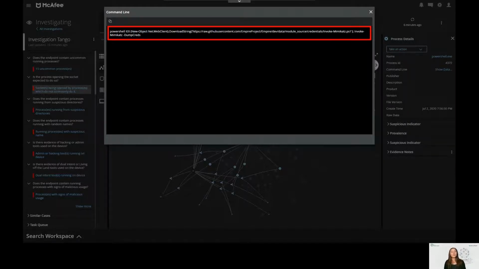My analyst can now take additional action. He can potentially revoke or suspend Omar's credentials, take Omar's machine off the network, or continue to investigate through the environment to see where else this activity may be occurring. That includes extending queries to our SIEM.